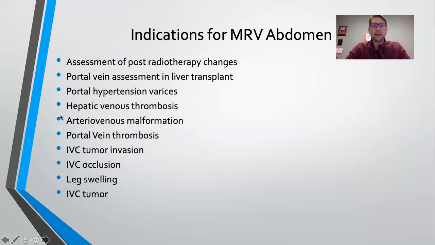So that's MRA, but then MRV, we're looking at the vein. So portal vein assessment, liver transplant, portal hypertension, arteriovenous malformations, AVMs. A lot of these we've discussed in our pathology presentations before.